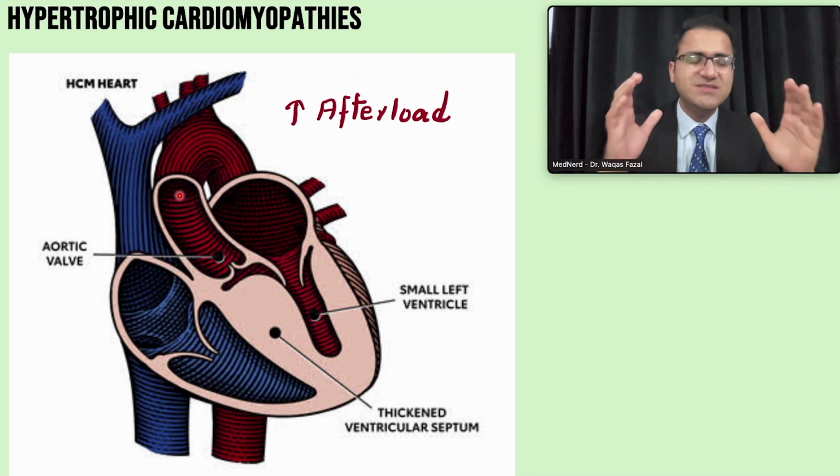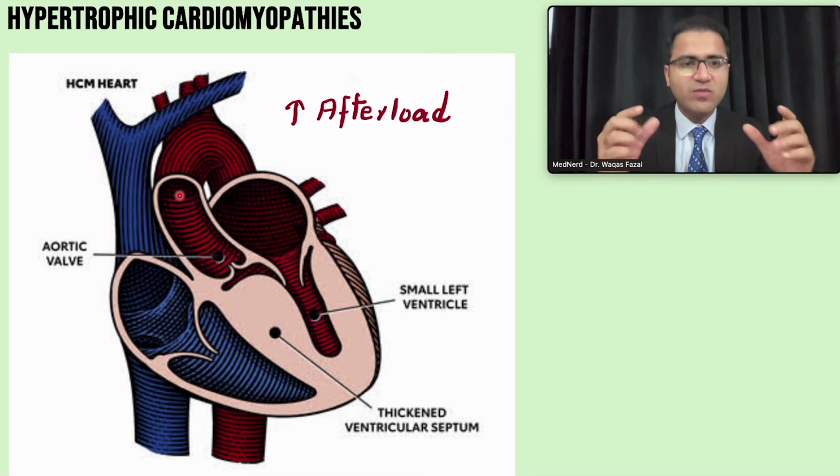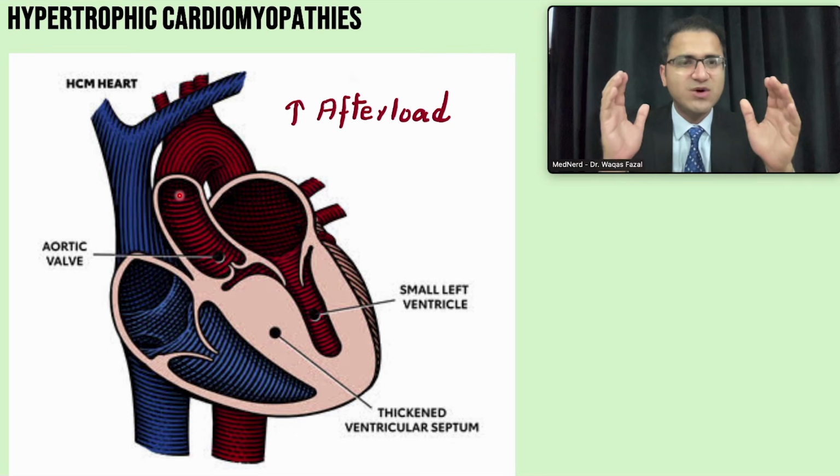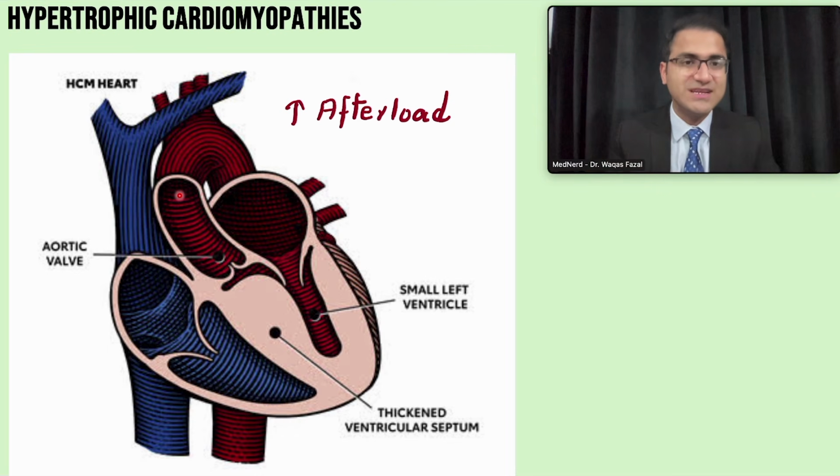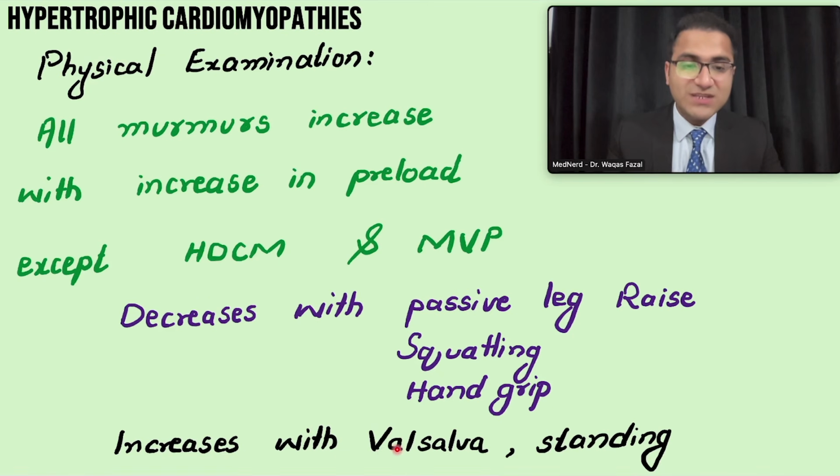Like cramming these maneuvers would be very difficult for you, but you have to make some sense out of these things: what is the mechanism that is resulting in increase and decrease of the intensities. What will be the effect of Valsalva and standing on the murmurs of hypertrophic obstructive cardiomyopathy?